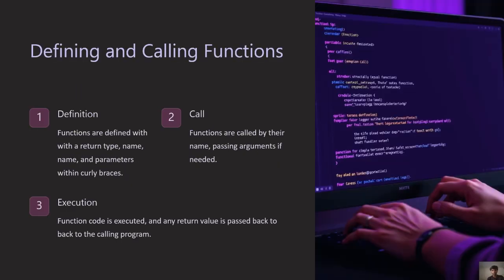Defining and calling functions. Functions are defined with a return type, name, and parameters, with the body within curly braces. Call: functions are called by their name, passing arguments if needed. Execution: the function code is executed and any return value is passed back to the calling program.